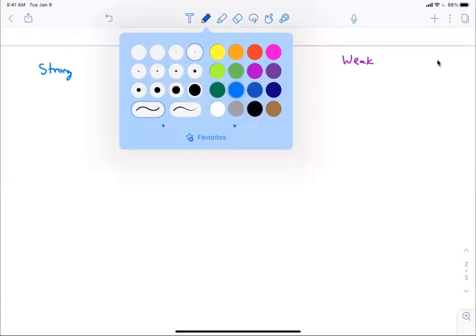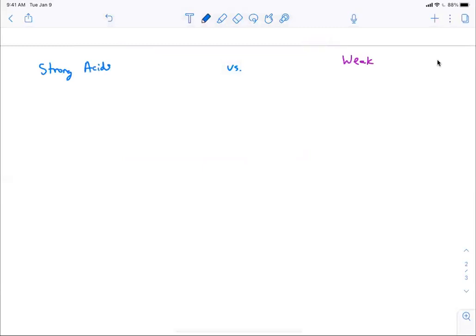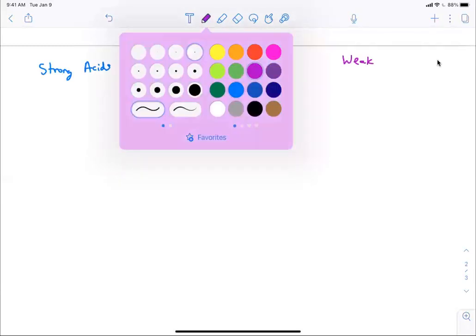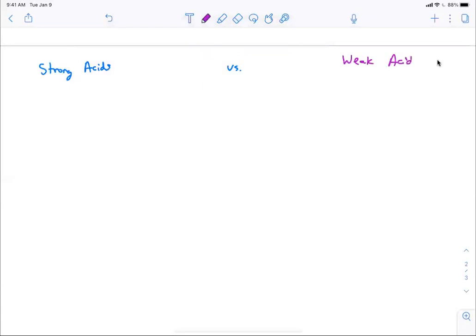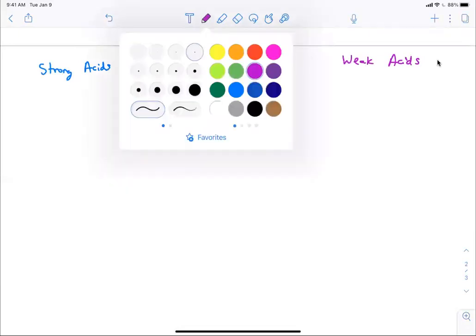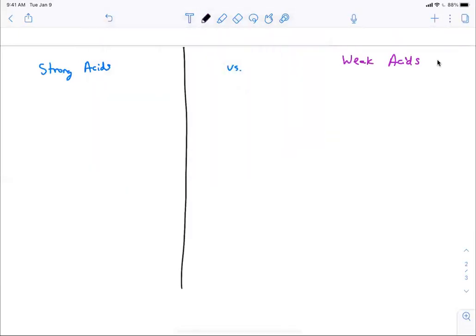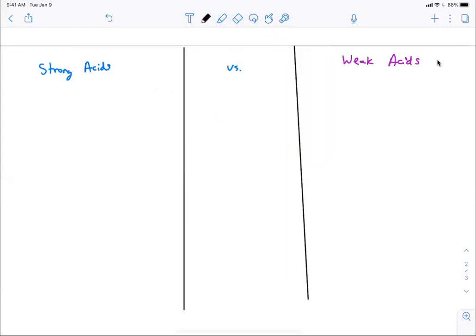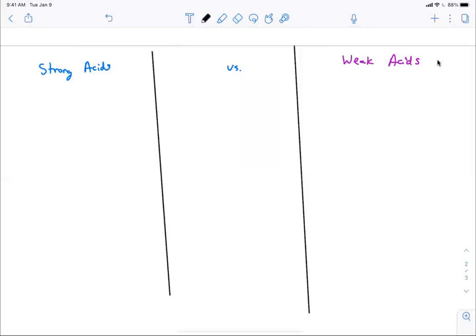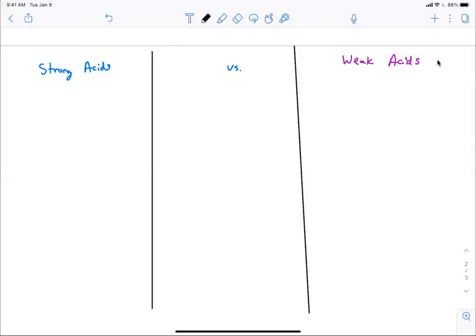Strong versus weak. Now, I'm going to stick with acids here, because in acids, you see the properties of strong and weak electrolytes, but you also see other characteristics that you want to address. And so we will address that in this similar table as well. Okay. So strong acids versus weak acids.